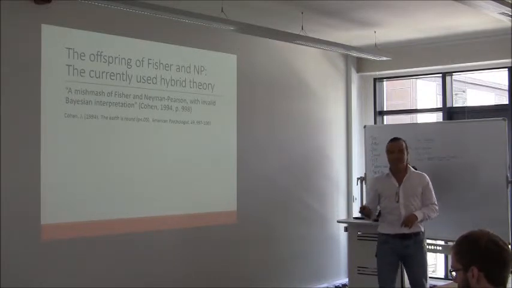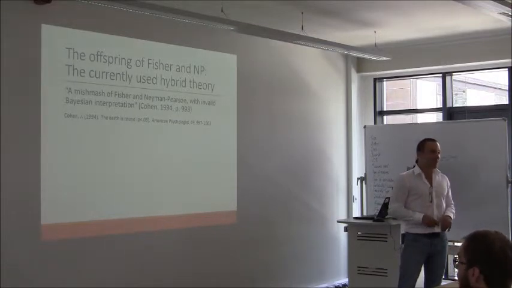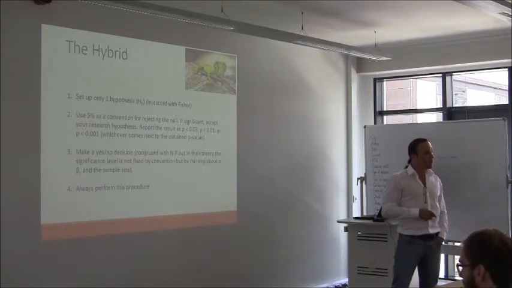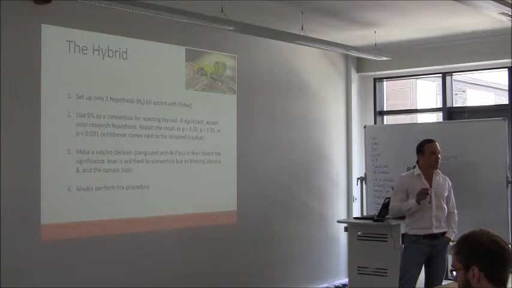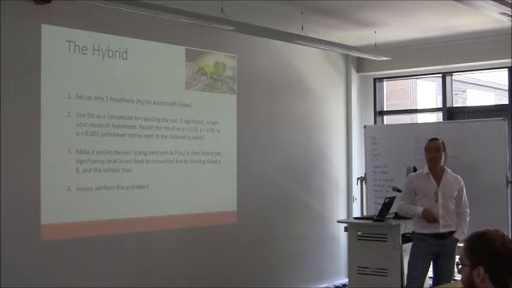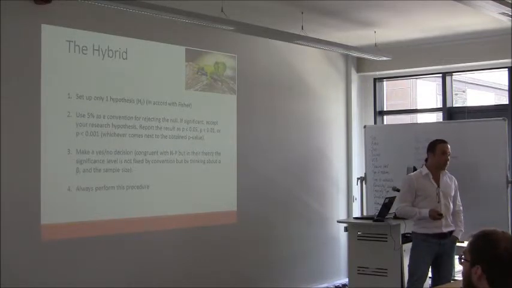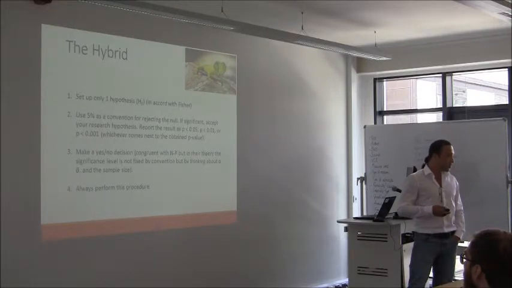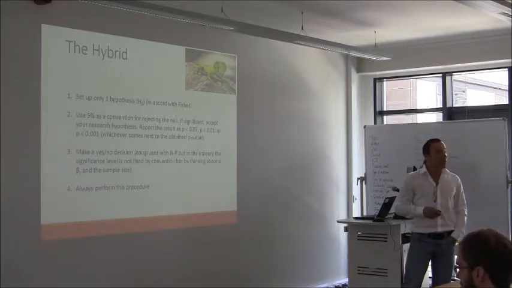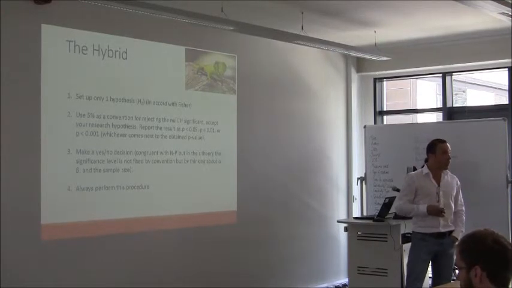So this is Cohen, "The Earth Is Round, p < .05". It's a very recommended paper. So the hybrid, what are we doing today? What we are doing today has not much to do with the different hypotheses the two camps formulated. What we are doing is set up only one hypothesis, use 5% as a convention, and report results as p smaller than, rounding up to the next number which is actually used. Sometimes you see the exact p-value reported, but for the large majority of publications, you see significance reported in this way. Then we make yes or no decisions based on the outcome of our significance testing.